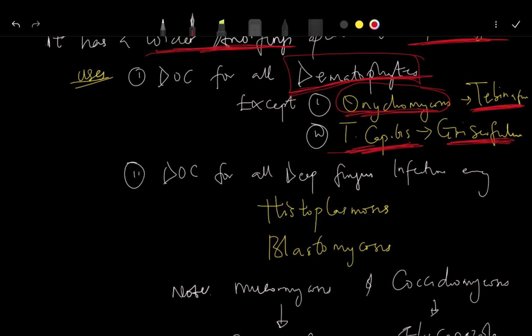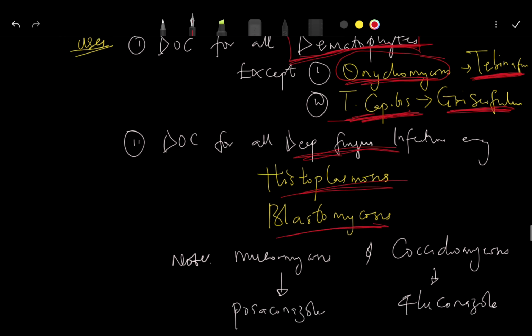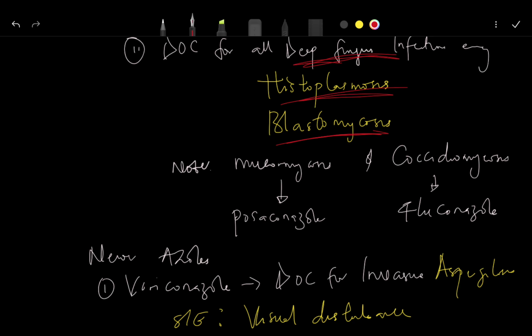Then it's also the drug of choice for the majority of the deep fungi, histoplasmosis, blastomycosis, the majority of those systemic fungi. The only one where it is not the drug of choice is mucormycosis. Remember we said in mucormycosis we use amphotericin B. We can also use posaconazole, which is the new azole. Then for coccidioidomycosis, which is one of the 3Cs, the drug of choice there was fluconazole. So take note of that. It is also a deep fungus. Mucormycosis is more of an opportunistic fungus.